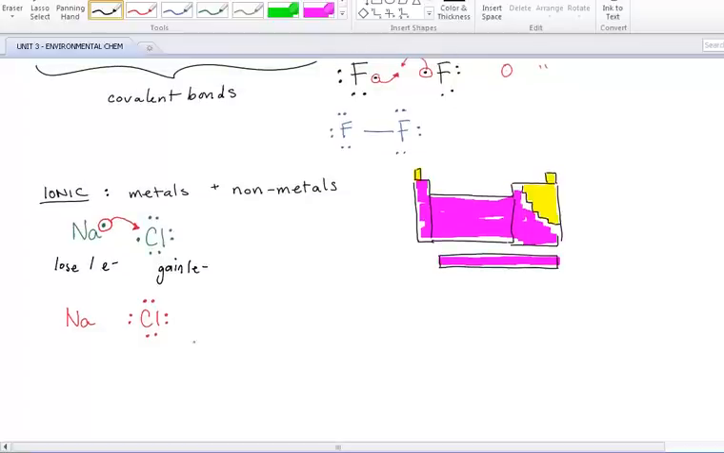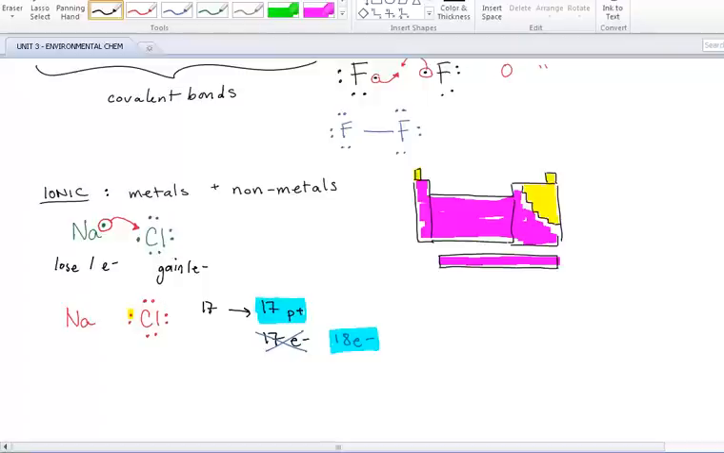Chlorine has an atomic number of 17, which means that normally chlorine has 17 protons and 17 electrons. But chlorine just gained one electron, right? This electron used to belong to sodium. So now what that means is that chlorine actually has 18 electrons. And the reason that that's important is that the charges don't balance anymore. Chlorine has 17 positive charges, but it actually has 18 negative charges. So we actually say that this chlorine is negatively charged.